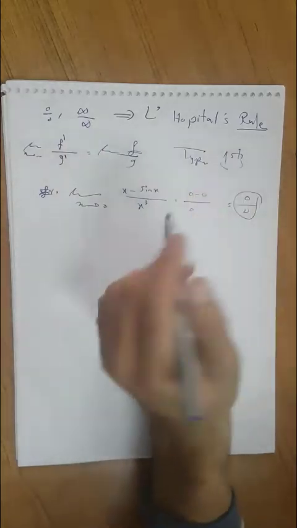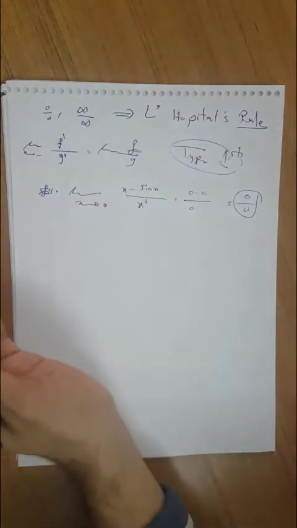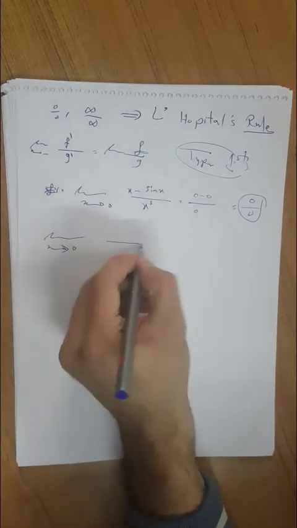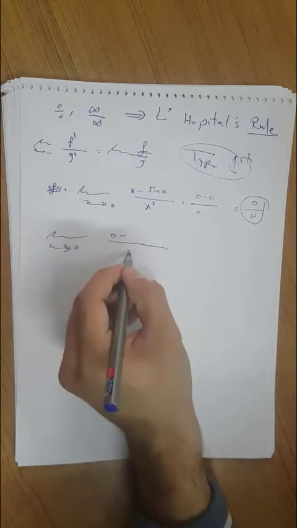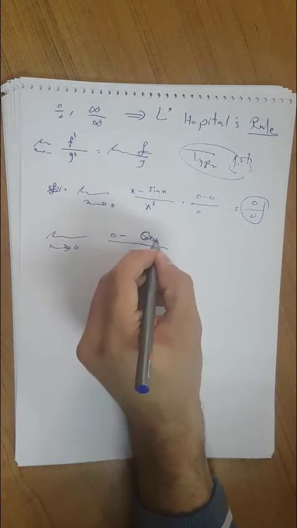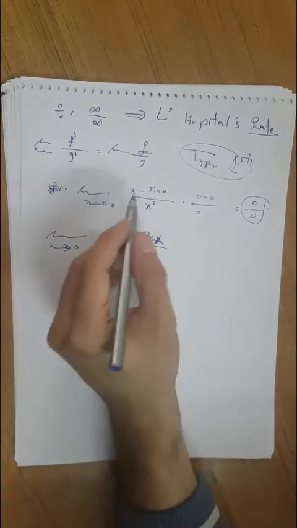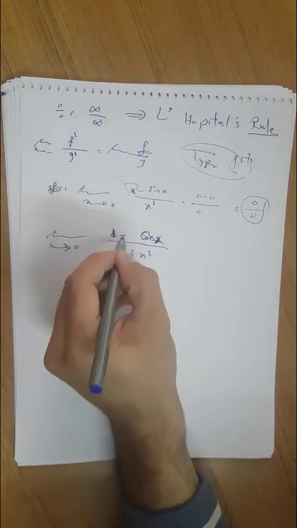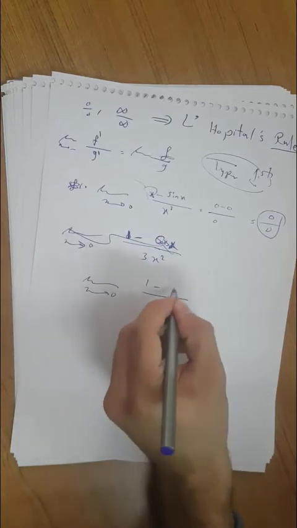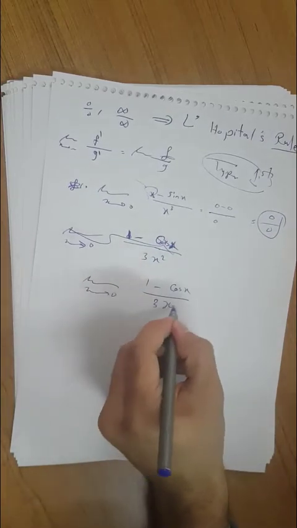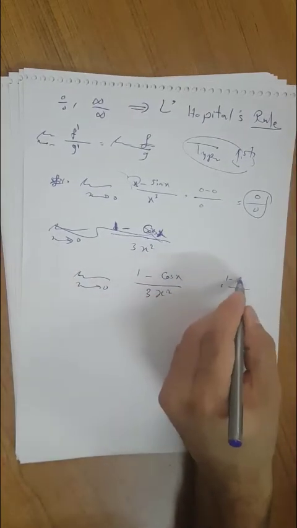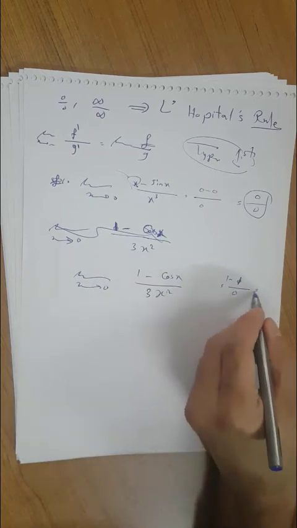In this first type, we have 0 over 0, and we cannot conclude anything. So that's why we use L'Hopital's rule. The derivative of x minus sine x is 1 minus cosine x, because we differentiate separately, so sine changes to cosine, and the derivative of x cubed is 3x squared. Again, if I put 0, I get 1 minus 1 over 0, which is 0 over 0.